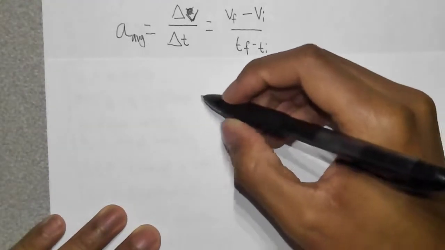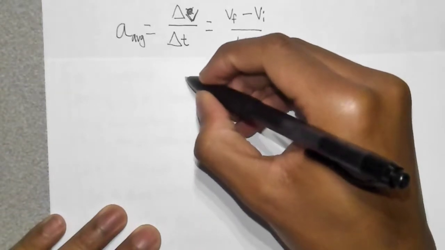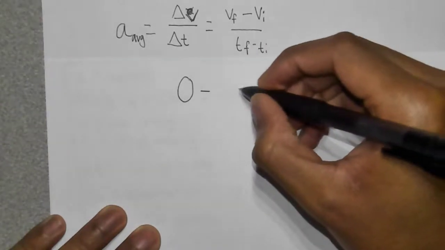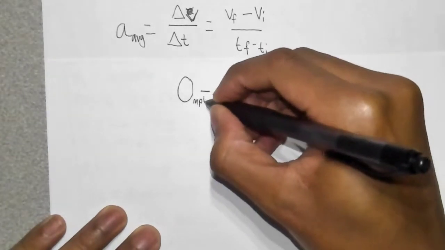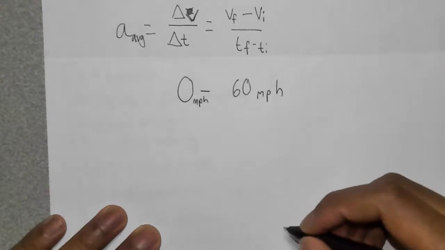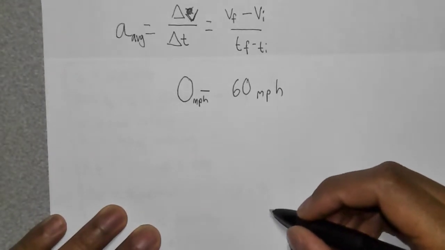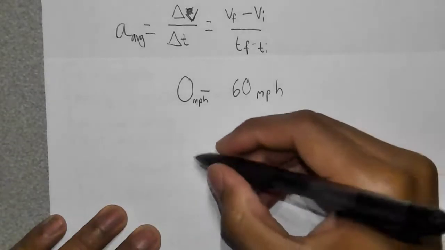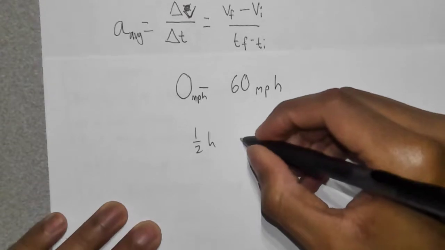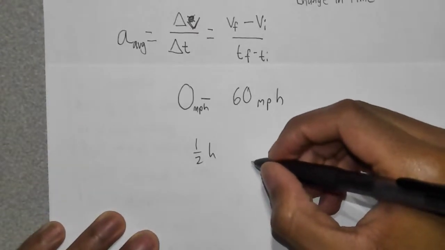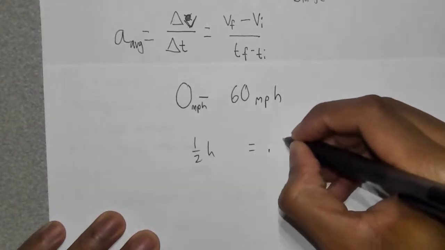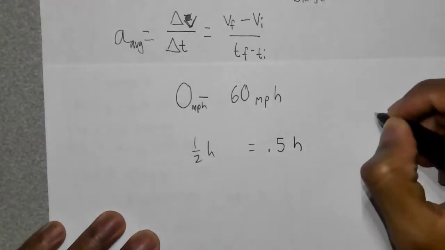and as soon as you hit the highway, you accelerate from 0 to 60 miles per hour. But it turns out you're not that fast. It takes you a half hour. So how do we find the average acceleration? So 1/2 hour is just the same as 0.5 hours.